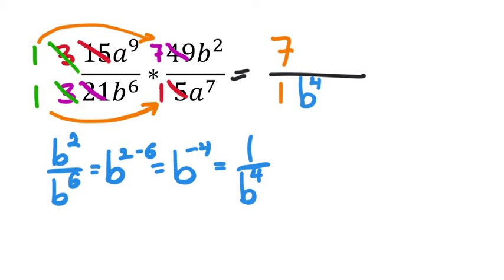So that's the b's. Now we got the a's as well. So I'll do this one in green. I got in the numerator a to the power of 9, all over a to the power of 7. And once again, there's more a's in the numerator than the denominator. So in the end, I should expect the a's in the numerator.